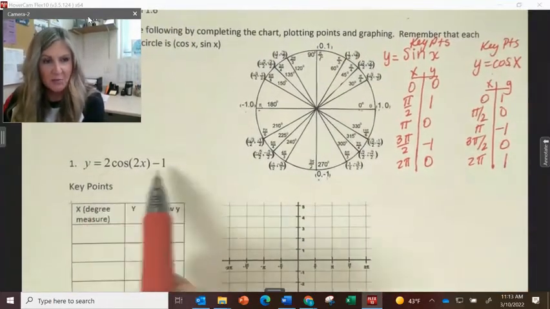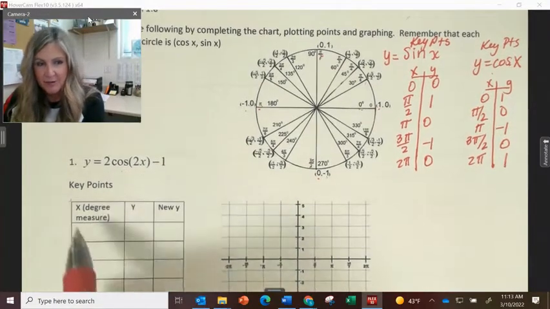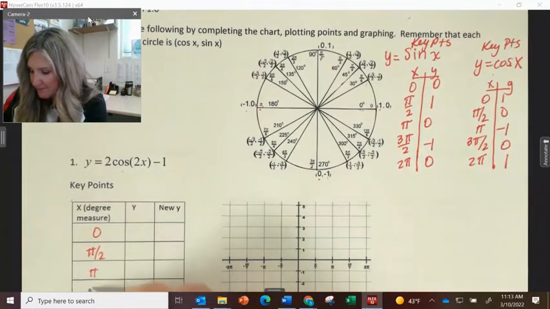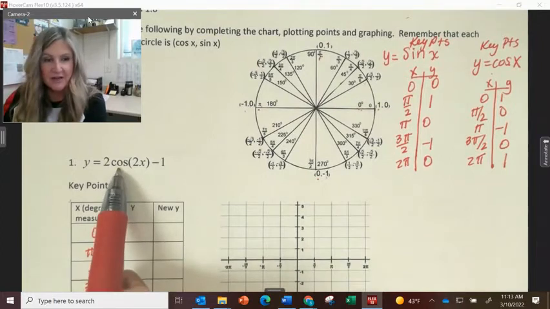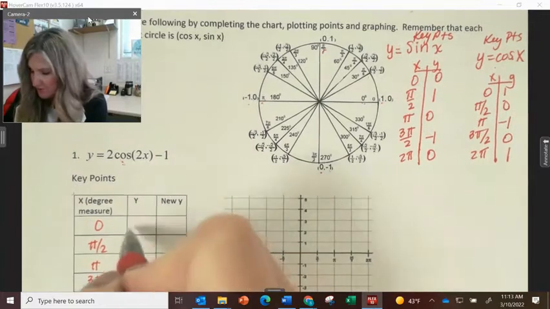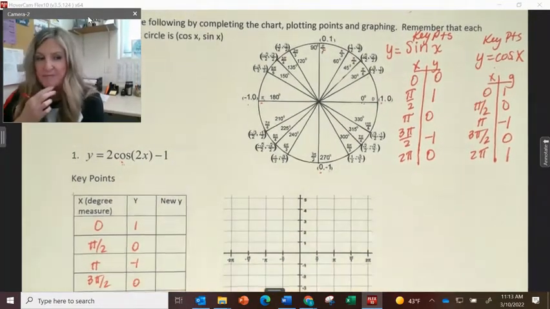So when I'm doing these problems, I first look, do I have sine or cosine? I know that my x's are always just going to go 0, pi over 2, pi, 3 pi over 2, and 2 pi. Now I have to look here. I'm doing cosine, so I'm going to use these y values: 1, 0, -1, 0, 1.